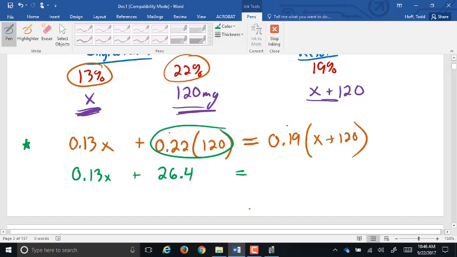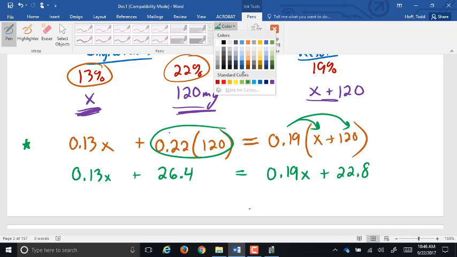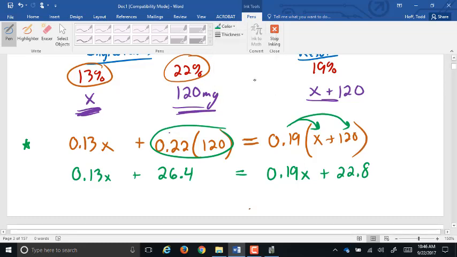So now on the right side, the 0.19 has to multiply through the parentheses. So 0.19 times x is 0.19x. 0.19 times 120 is 22.8. Good. Now we've simplified, we've combined everything we can combine.